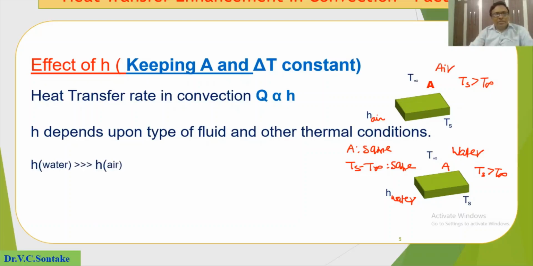Now what happens? The convective heat transfer coefficient for water is much greater than the convective heat transfer coefficient for air. So as a result of this, the heat transfer rate from the plate exposed to water is much greater than the heat transfer rate to air. That is, if we want to enhance the heat transfer rate in free convection, we can expose the surface to the fluid with higher convective heat transfer coefficient.